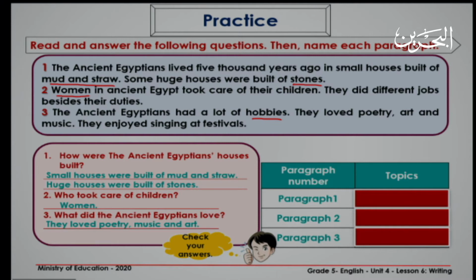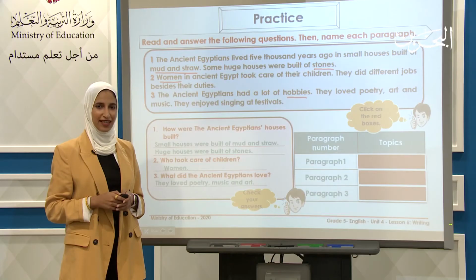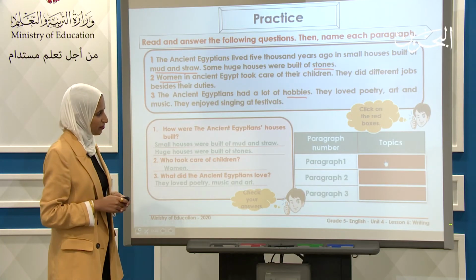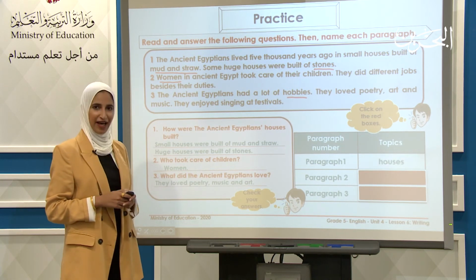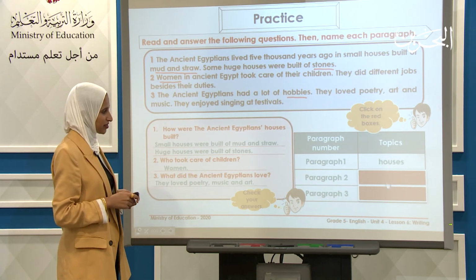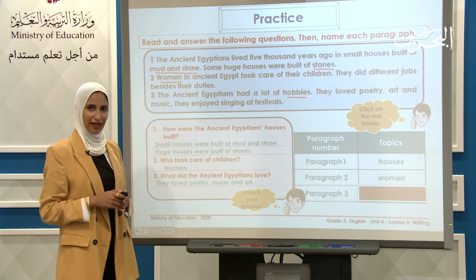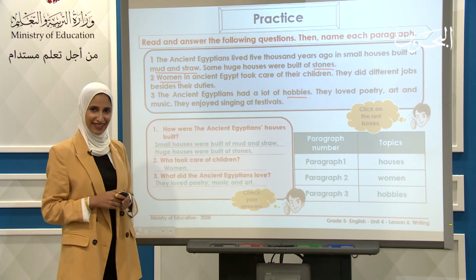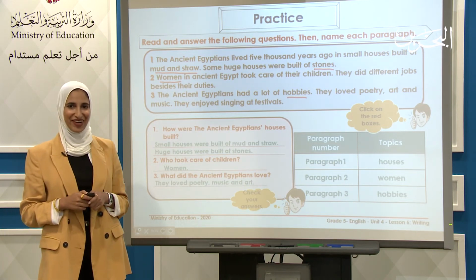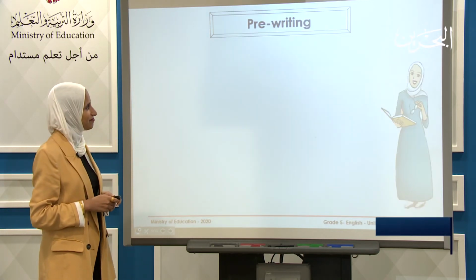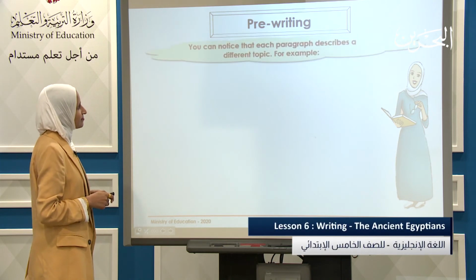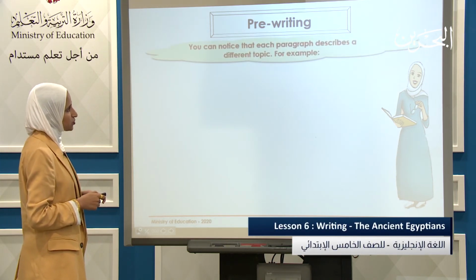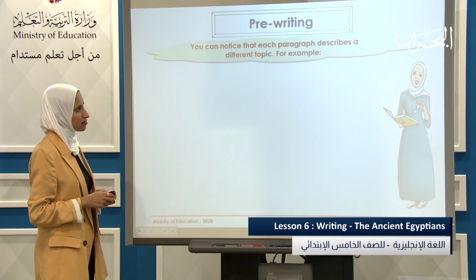Now, back to the paragraphs. What is the first paragraph about? Let's click on the red boxes. Paragraph 1 is about houses. Excellent. And paragraph 2 is about women. Good job. And the last paragraph is about hobbies. You did a great job. You can notice that each paragraph describes a different topic.